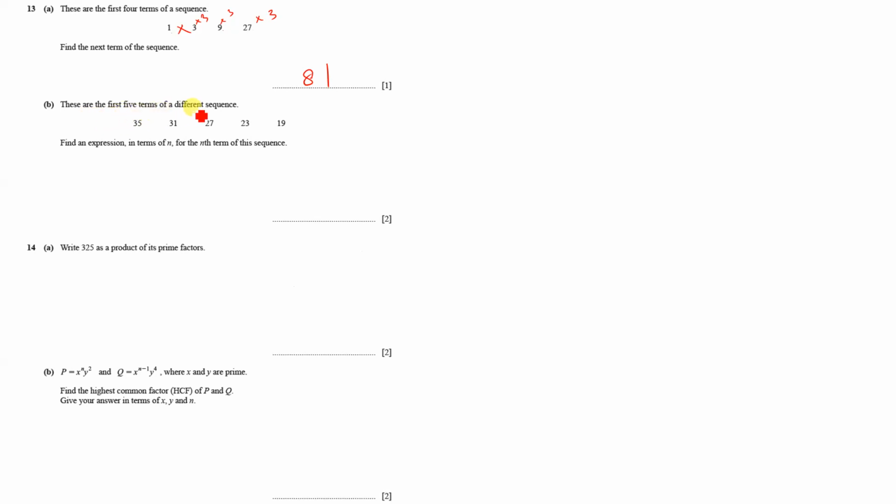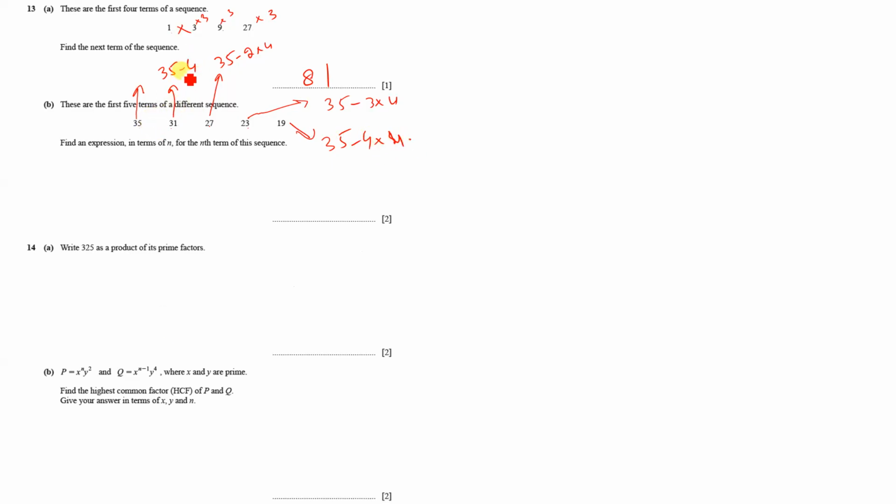These are the first 5 terms of a different sequence: 35, 31, 27, 23, 19. Find an expression in terms of n for the nth term of this sequence. So this is our first term. Second term is 35 minus 1 times 4. And this is 31, minus 4, that is 35 minus 2 times 4. And this is third term, fourth term. This is 35 minus 3 times 4. And this is the fifth term, that is 35 minus 4 times 4, right?